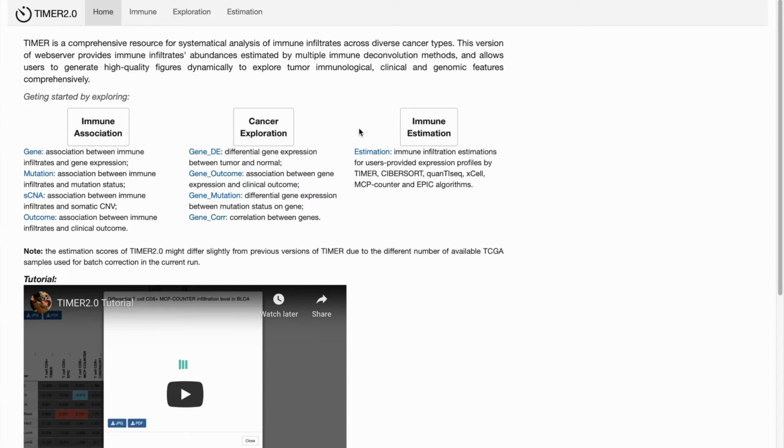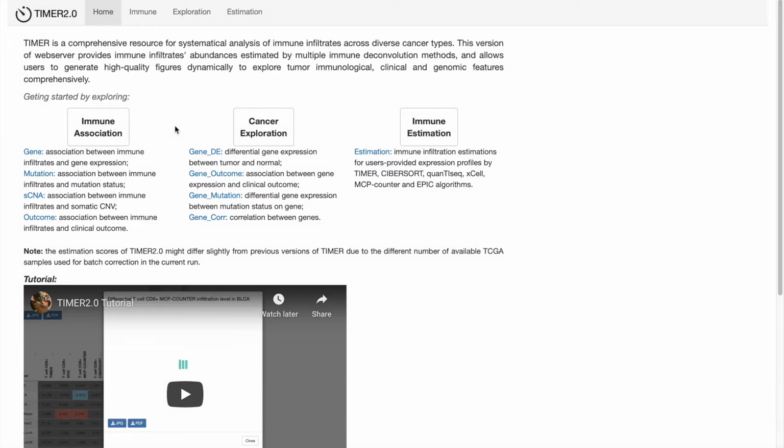It can also help estimate the immune cell infiltration for user-provided expression profiles by 6 state-of-the-art algorithms. Next, I will introduce how to utilize TIMER2 in cancer research.